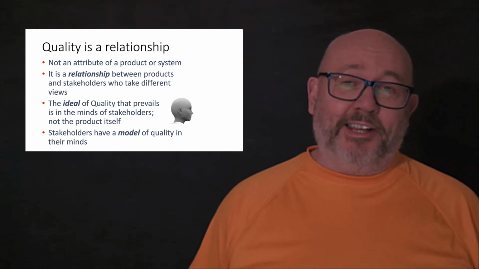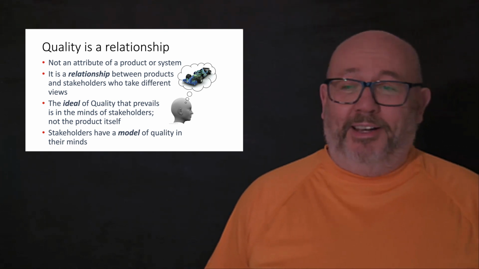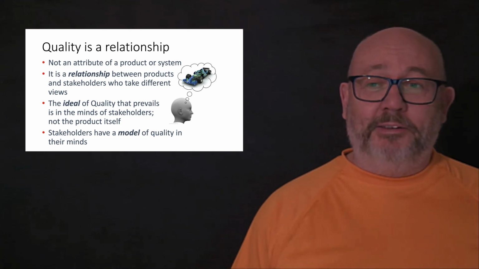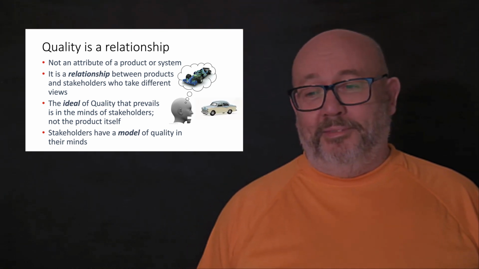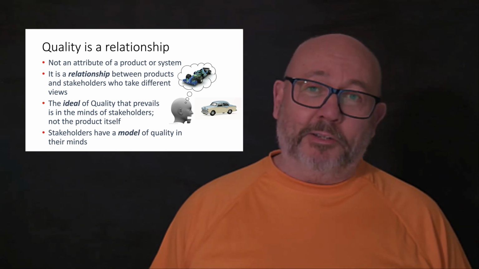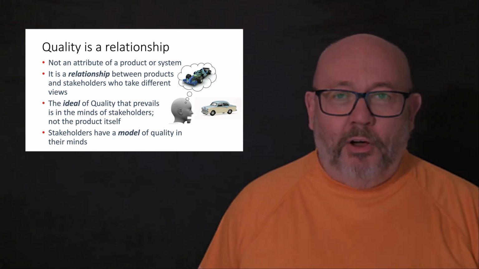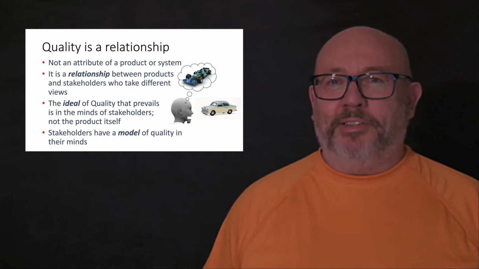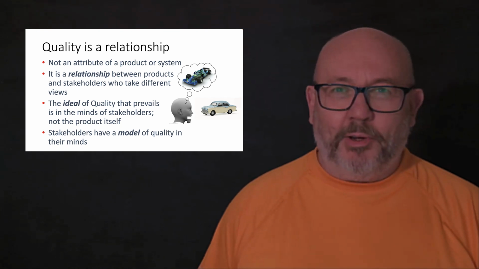The silly example I've got is, the user might have the ideal of a Formula One car in their mind, but when the delivered car arrives, it might not be a very happy experience. Again, I'm probably spending too long on this, but I don't think you can overemphasize this: quality is a relationship. It's not a thing you can count.